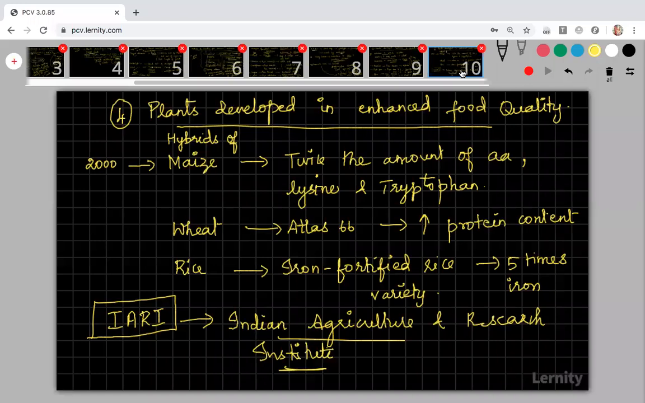Now the last one is varieties of plants developed for enhancing nutrient quality. In the year 2000 we created many hybrid varieties of maize, wheat and rice. In the biofortified maize hybrid, we have twice the amount of the amino acids lysine and tryptophan compared to the wild variety. In wheat, we have a variety called Atlas 66, which has high protein content. And in rice, there is an iron-fortified variety with 5 times more iron than the normal variety. All these plant varieties were introduced in India by IARI, the Indian Agricultural Research Institute.